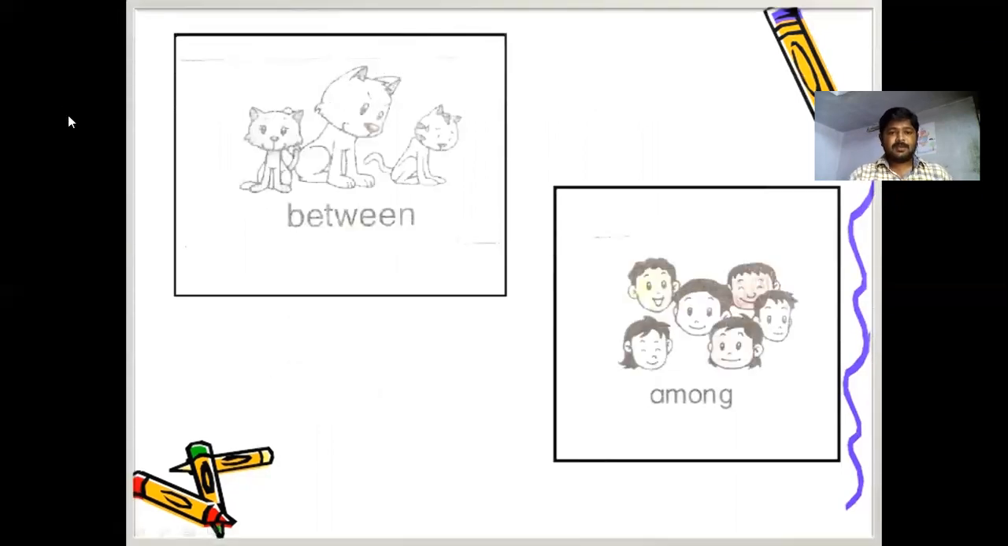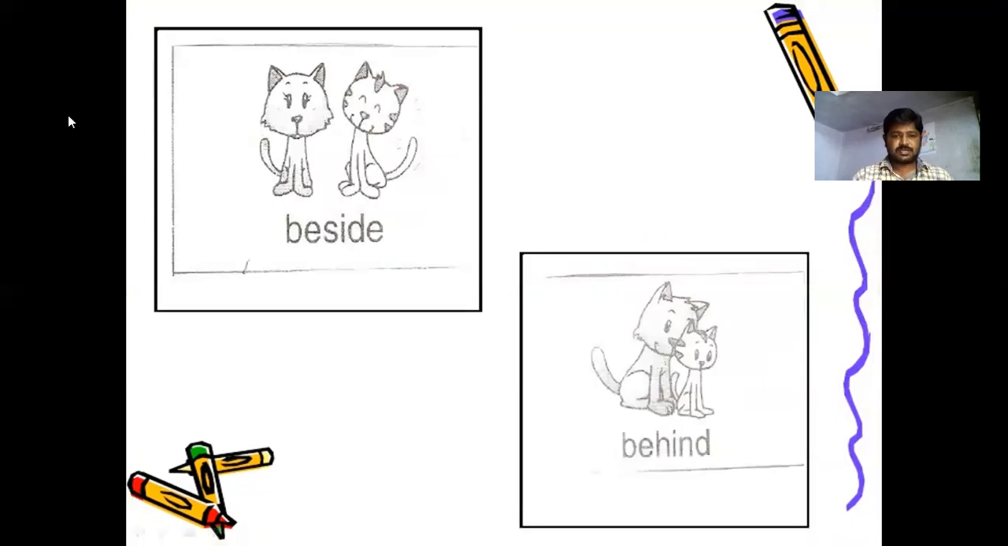Next, between. That means in between. We can say the big dog is in between two short dogs. Look at the word among. Among means if you can observe more than two persons or things, we can use the word among. Among is a preposition here.